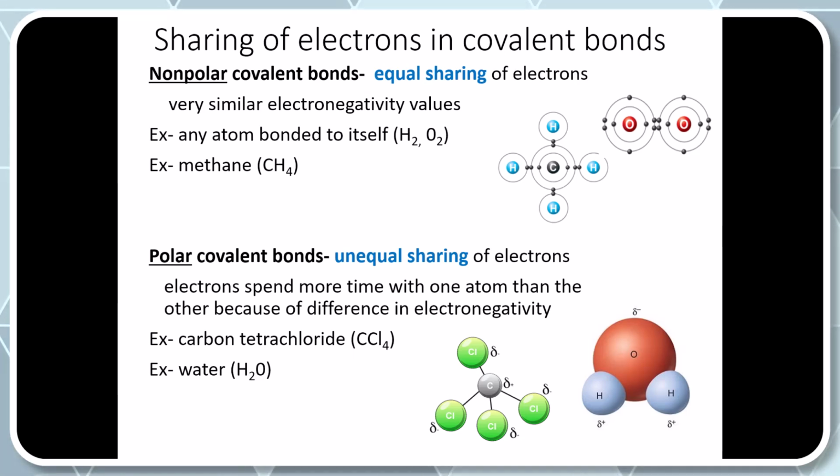I always think of my brother when I talk about polar covalent bonds, because like we did not equally share everything as kids, right? So polar covalent bonds are when there's unequal sharing of electrons. The electrons spend more time with one atom than the other, because one atom has a tighter hold on those electrons than the other.